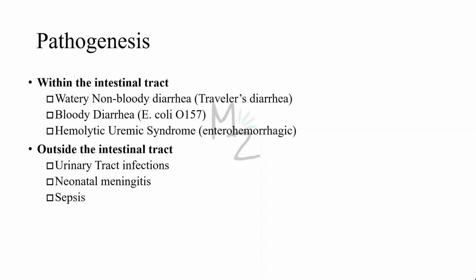Now let's talk about what kind of pathogenesis exists in the infections caused by E. coli. E. coli causes infections within the intestinal tract that are watery non-bloody diarrhea, that's traveler's diarrhea, also the bloody diarrhea caused by E. coli O157, and hemolytic uremic syndrome caused by enterohemorrhagic strains of E. coli. And it also causes infections outside the intestinal tract, like UTIs, neonatal meningitis, and sepsis.